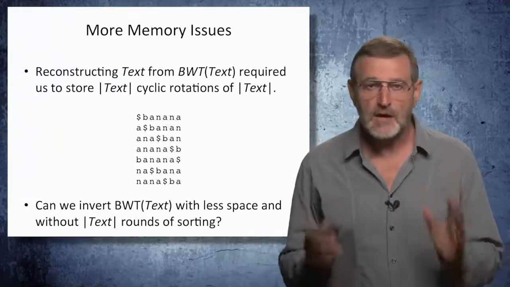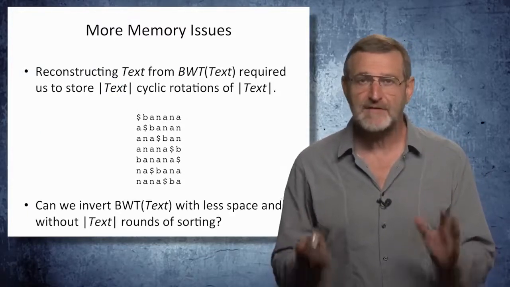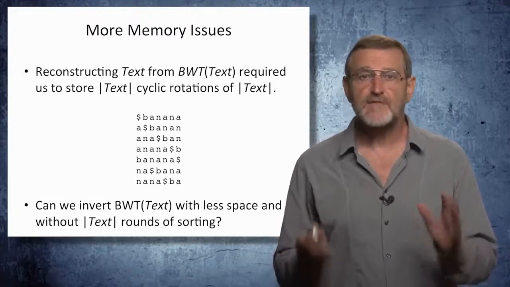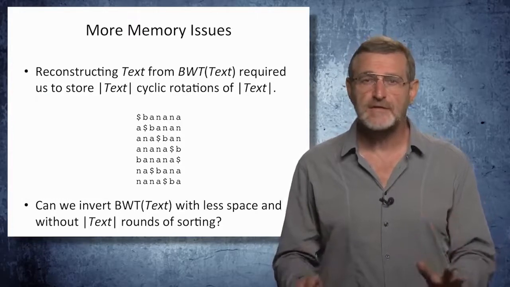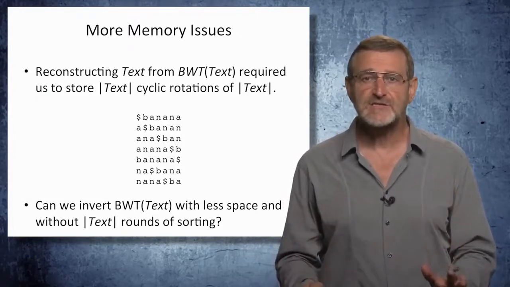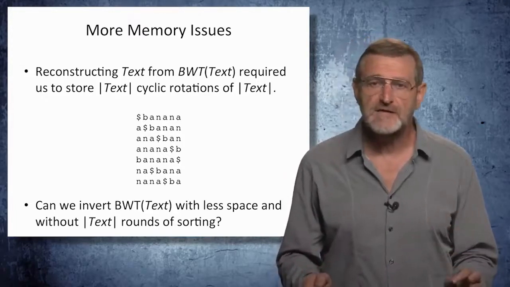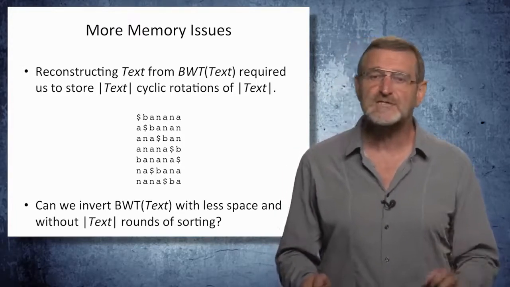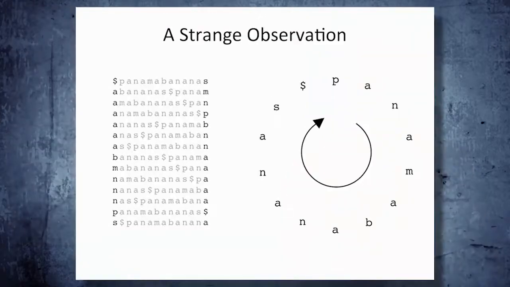We saw how to invert the Burrows-Wheeler transform, but it was a very memory-intensive algorithm. Indeed, for reconstructing text from the Burrows-Wheeler transform, we needed to store |Text| cyclic rotations of the string Text. Can we invert the Burrows-Wheeler transform with less space and without |Text| rounds of sorting? To develop a faster and more memory-efficient algorithm for inverting the Burrows-Wheeler transform, we'll start from an interesting observation.